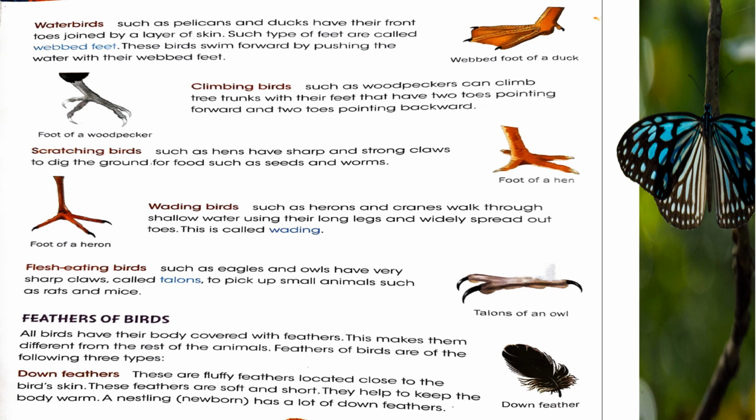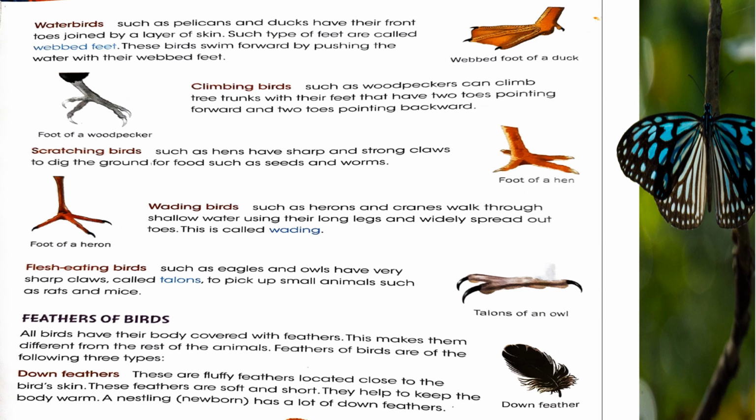Next are the scratching birds, such as hens, which have sharp and strong claws to dig the ground for food, such as seeds and worms. Next are wading birds, such as herons and cranes, which walk through shallow water using their long legs and widely spread out toes. This is called wading. Flesh-eating birds, such as eagles and owls, have very sharp claws called talons to pick up small animals such as rats and mice. Now let's see the feathers of birds.